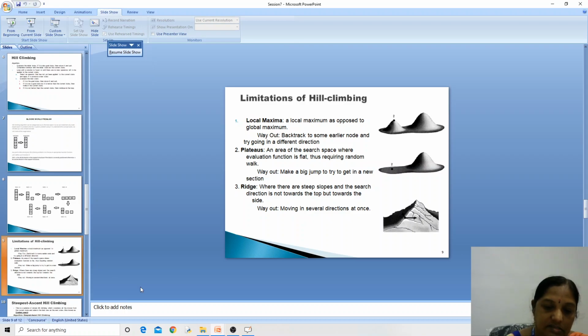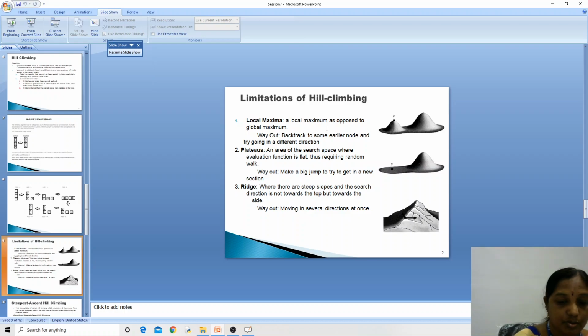The next one is the limitations of hill climbing. This is very important. What are the limitations of hill climbing? The first limitation is local maxima. What is local maxima? A local maxima as opposed to global maxima. The global maxima means the highest, the peak of the mountain. Local maxima is higher than its neighbors but not higher than the global maximum. That is called a local maximum.